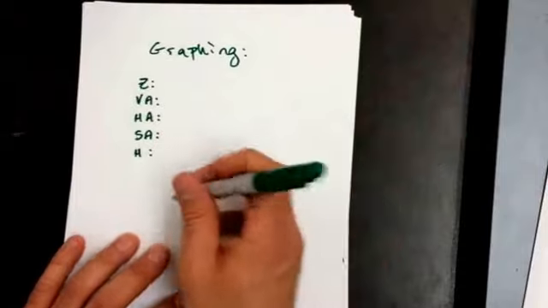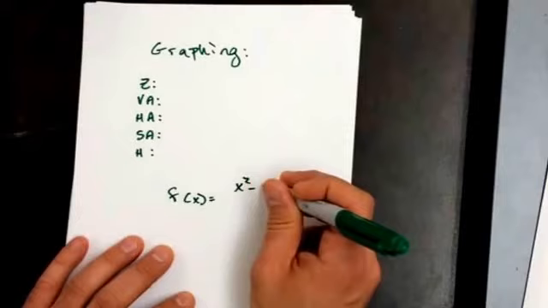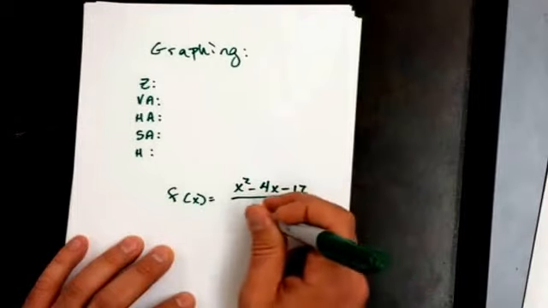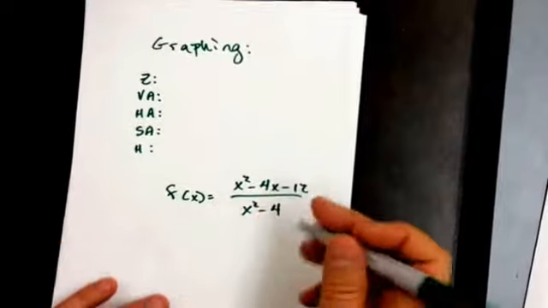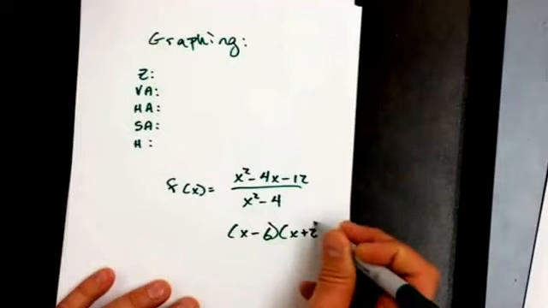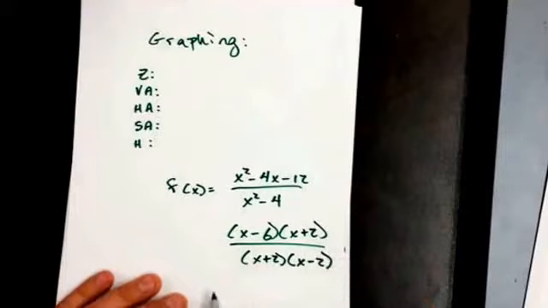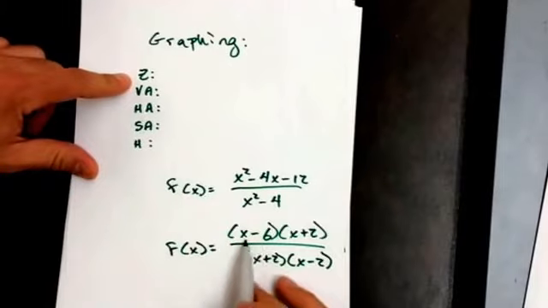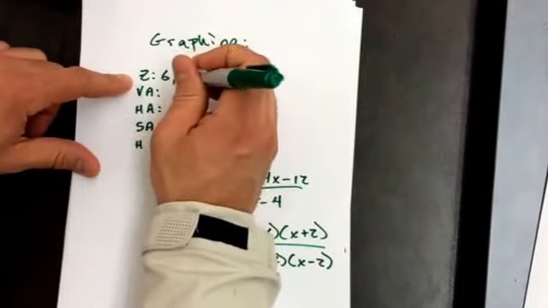So the first thing that you're going to do is find the zeros. Well, the first thing you're going to do is actually factor it out. So let's say that it gives me this guy. The first thing you want to do is factor the top and the bottom. So this is going to be x minus 6, x plus 2. This is going to be x plus 2, x minus 2. My zeros are going to come from this part, this part. So it's going to be a 6 and a negative 2.